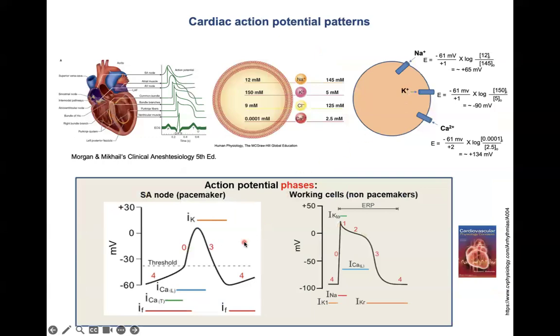Here we have the action potential patterns in the SA node as compared to the action potential pattern in atria and ventricles. I would like to stress, for the different phases of the action potentials, there are numbers 4, 0, 1, 2, and 3. Phase 1 is lacking in SA node action potential patterns. Now let's get started with details.